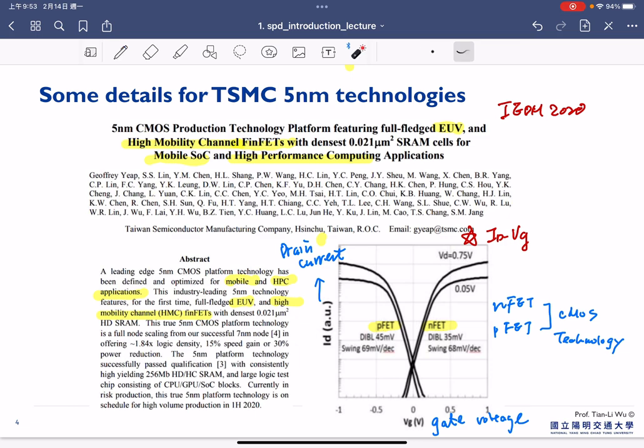And of course, for the transistor characteristic, we have certain characteristics we are very interested in. For example, we are interested in the DIBL, we are interested in the SS, and those items we will explain later. For this class, we will teach everyone what an NFET is, what a PFET is, what the CMOS technology is, and why we care so much about the DIBL and the SS. So we will lecture on all of this in this class.